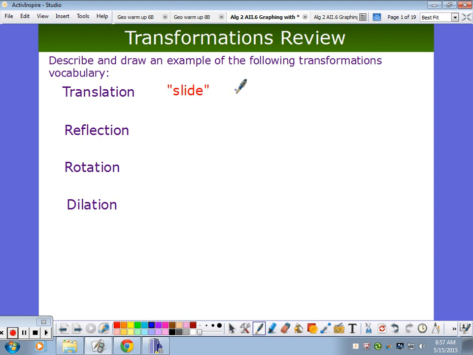So maybe if you have a parabola, what's a slide? Oh, it's up here now. Right? That's what I mean by kind of draw a picture of it, just so you have it fresh in your mind there.